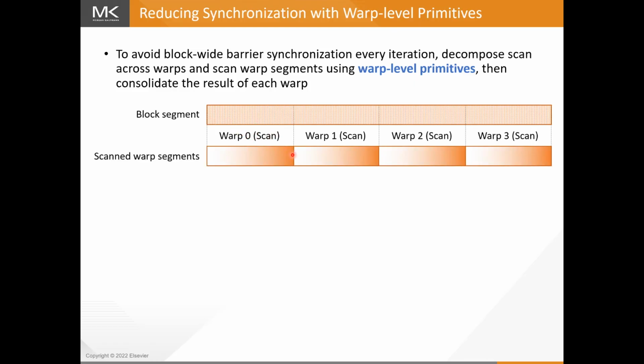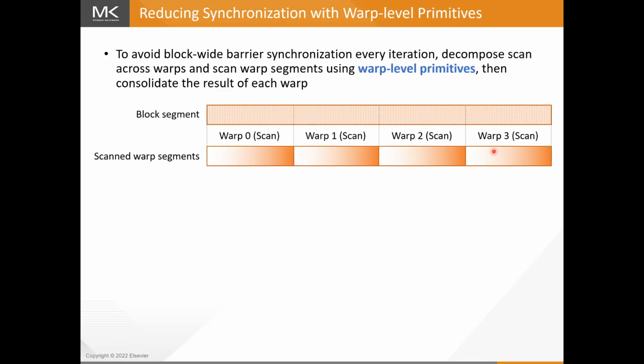Okay, now we have a scan segment inside of each warp, but what we have to do is consolidate these scan segments. One way to consolidate them is to add to the elements of warp 1 the sum of the elements in warp 0, which is this last value right here. We need to add to the elements in warp 2 the sum of the elements in warp 0 and warp 1, which is this value over here plus this value over here.